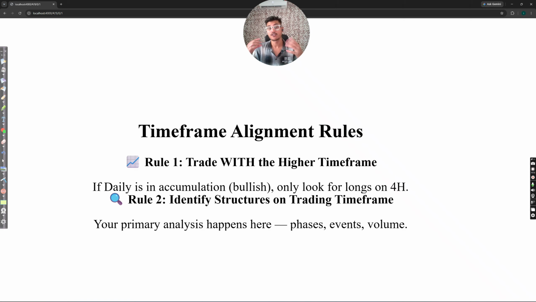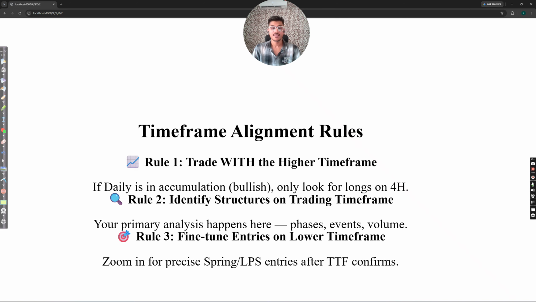So we figure out what's going on on the daily time frame. Now we actually identify the structures on the trading time frame, which is your 4 hour. All right, so your primary analysis happens here: phases, events, volume, all this stuff. We need to figure out what's going on in the market.